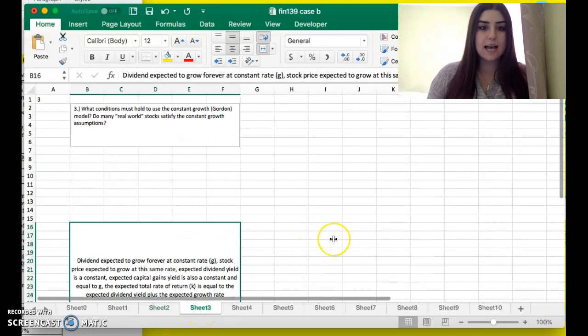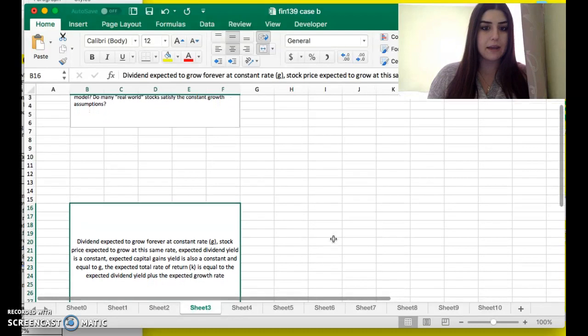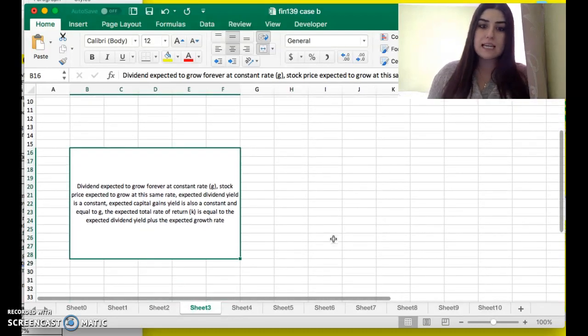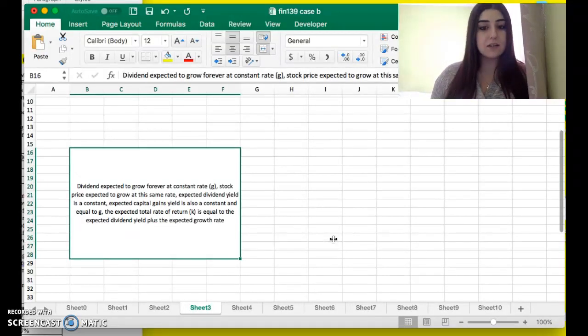The next question is asking, what conditions must hold true to use the constant growth rate? So the dividend is expected to grow forever at a constant rate. Stock price is expected to grow at the same rate. Expected dividend yield is a constant. Expected capital gains yield is also a constant and equal to g. The expected rate of return is equal to the expected dividend yield plus the expected growth rate.